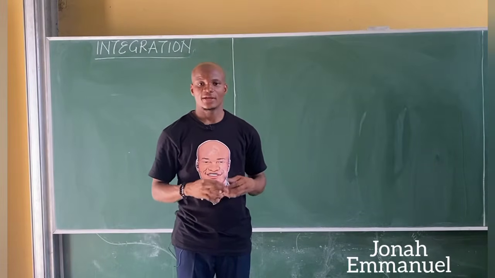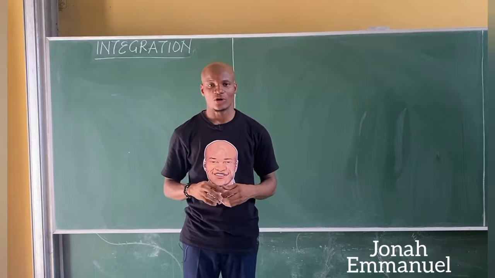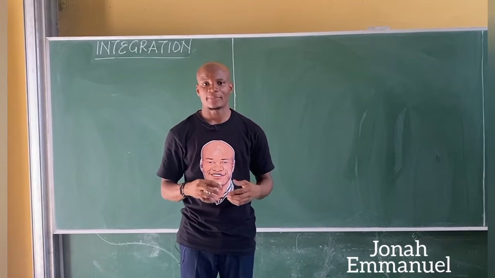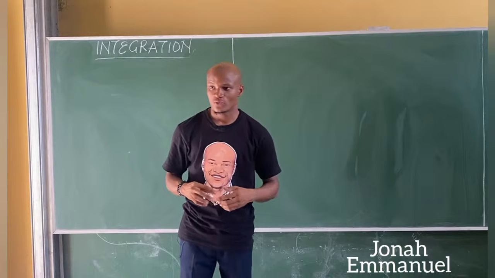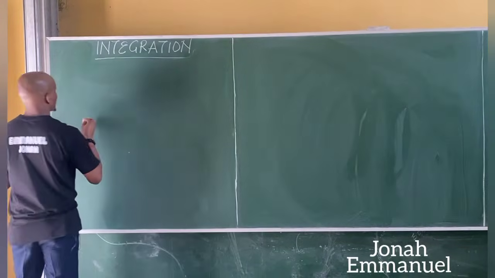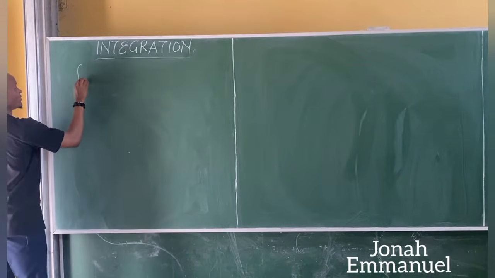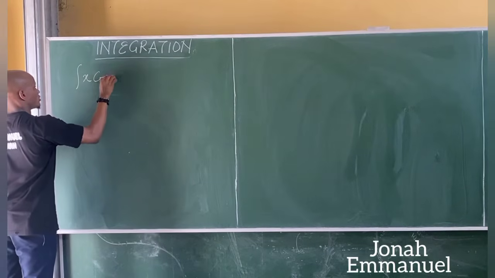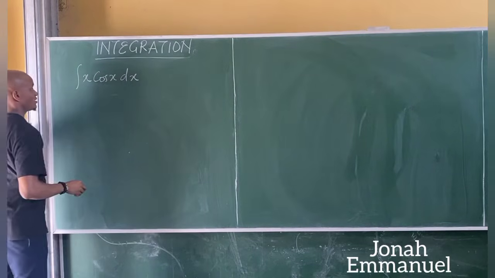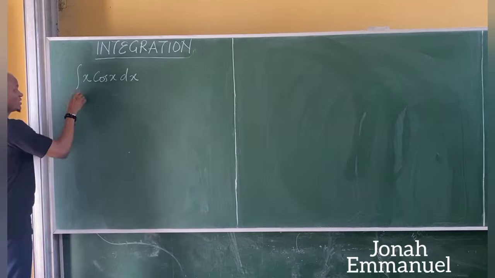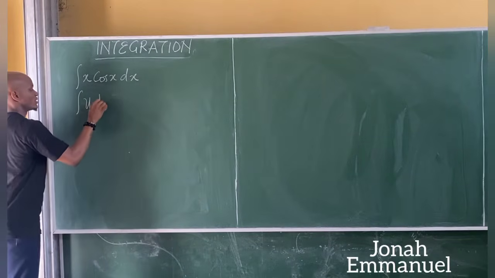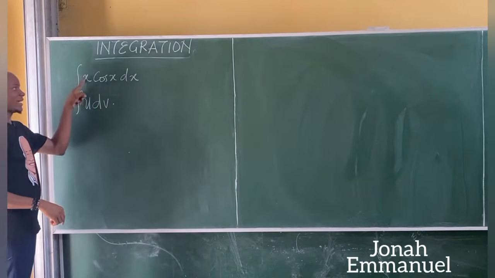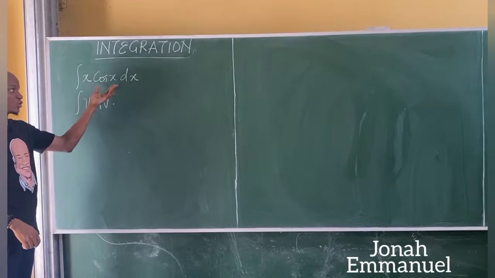So let's take yet another example on integration by parts. In the previous example, we looked at something of this nature, the integral of x cos x dx, and we said we would liken this to the integral of u dv, and we said u should be x and dv should be equal to cos x.